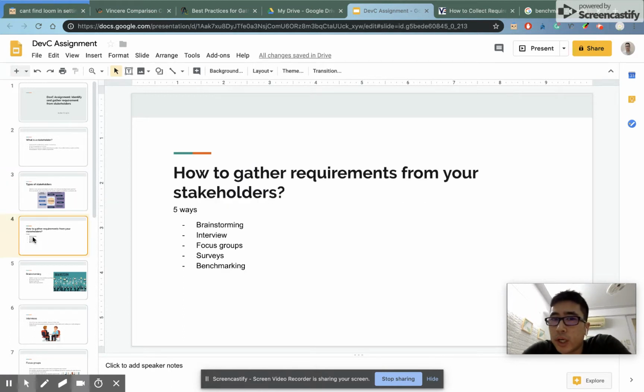Moving on, the question is how to gather requirements from your stakeholders. As a project manager or a product manager, there are five ways to do that. The first one is brainstorming. The second one is interviews. The third one is focus groups. The fourth one is doing surveys. And the last but not least is benchmarking. I will go through every one of them.